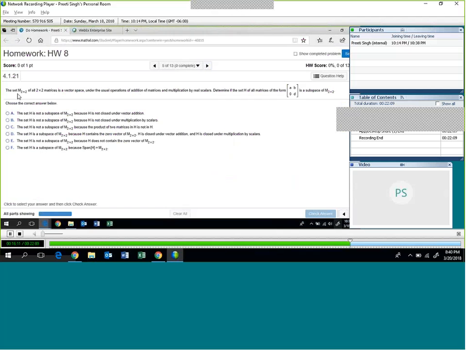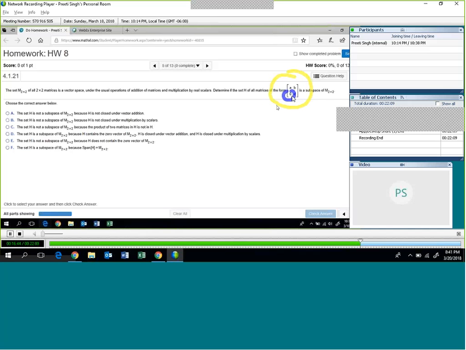Given the space of 2 by 2 matrices, under the usual operations of addition and multiplication, determine if this set is a subspace of M2 by 2. So this is the set I'm taking. Now the difference here is this set has 0 here. All the 2 by 2 matrices have A, B, C, D, but this one has a 0 in there. So basically we are talking about upper triangular matrices here.